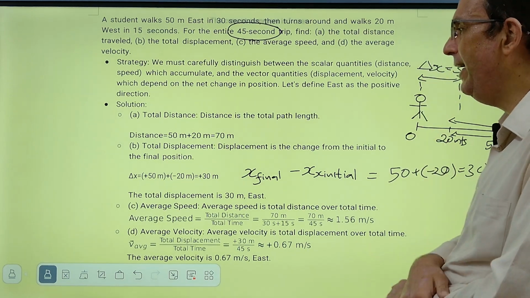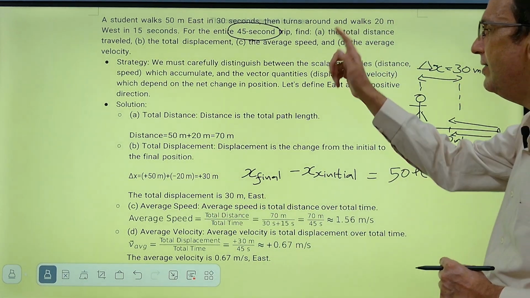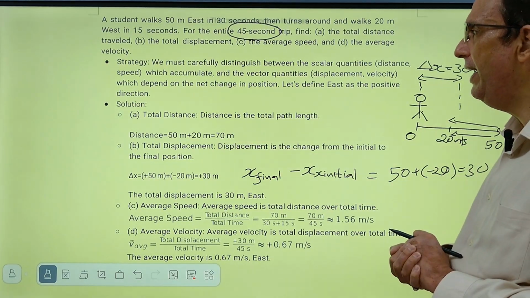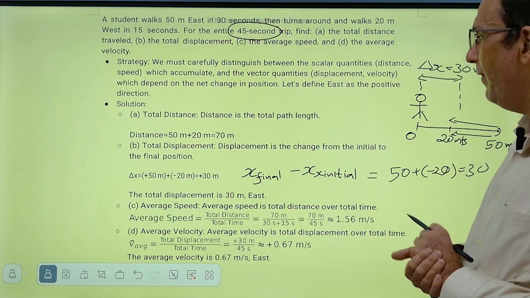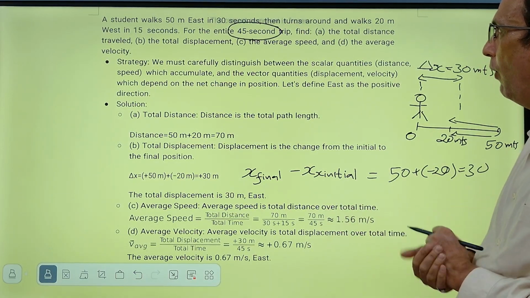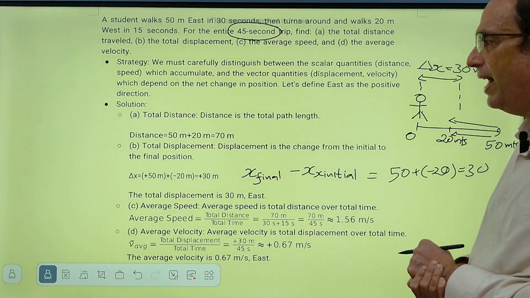What about average speed? Average speed is total distance divided by total time. So the total distance, as we have already calculated, is 70, and the total time for the entire trip was 45 seconds. 70 divided by 45 is going to give you 1.56 meters per second. So that is the average speed.